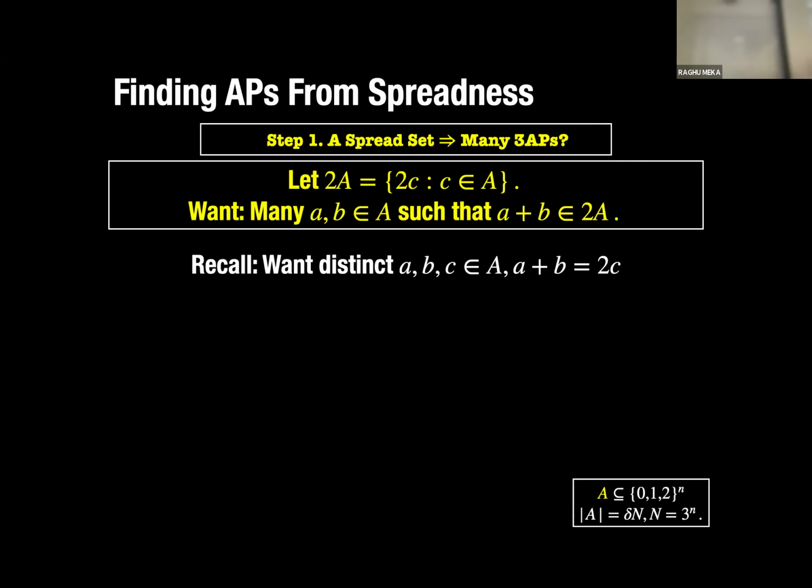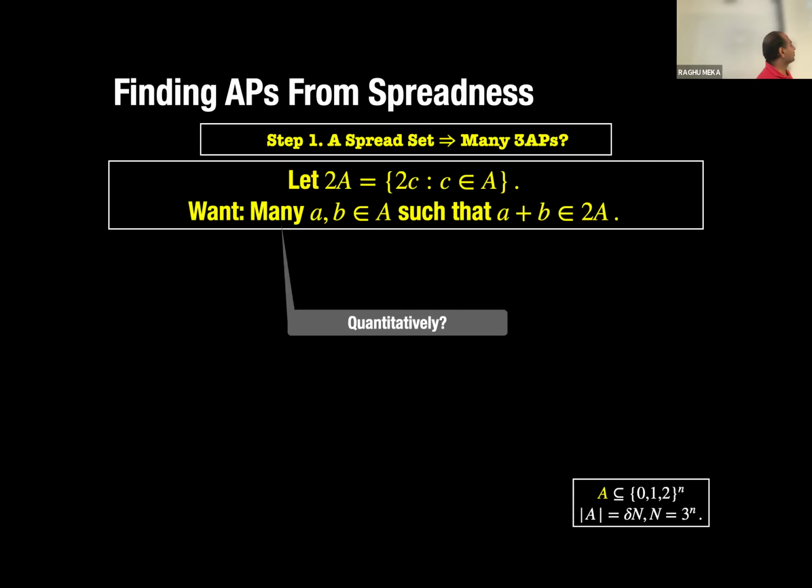So you want many pairs a, b such that a plus b is in the set 2A. What is 2A? It's some other set, which is just, you take every element in A and multiply it by the number 2. Again, remember, this is modular mod 3 arithmetic. So whenever a plus b lies in this set, I'm happy, because that means that there is a solution where you have a, b, and c. Just rewritten in an equivalent way.